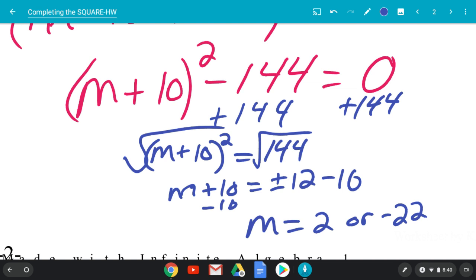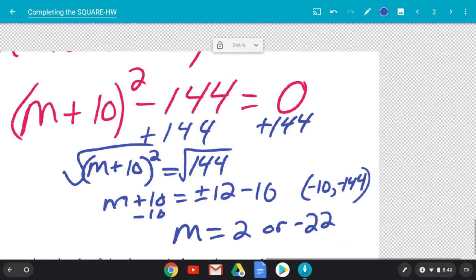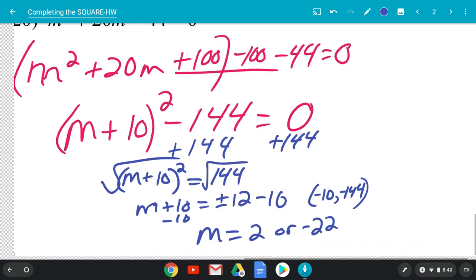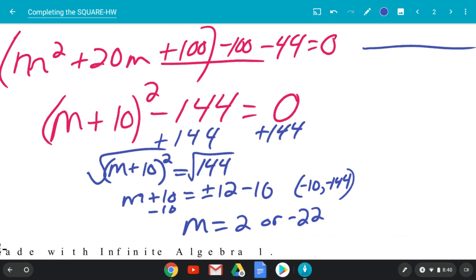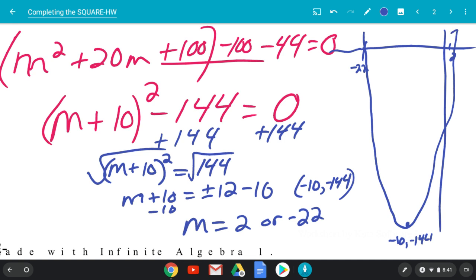What was my vertex? Negative 10, negative 144. Ooh, that's really, really down there, isn't it? Negative 10, negative 144 is way down here somewhere. Then it's going to cross at 2 and negative 22, which is going to be out here somewhere. What do you think? Mind blown?